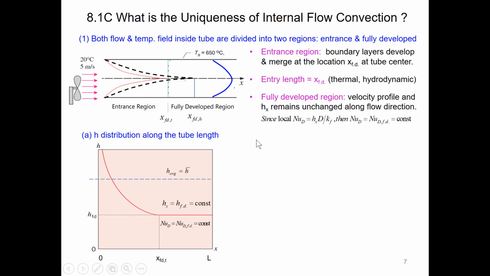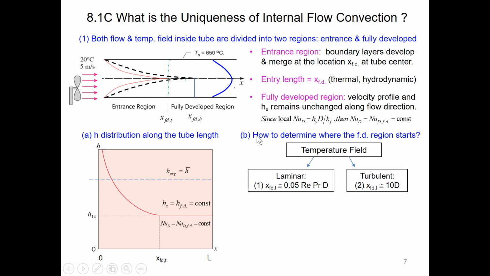At this point, it is clear that to study internal flow convection, we want to know where the fully developed region starts. How to determine it? For our temperature field, equation 1 defines the entrance length X_FD,T for laminar flow, which is 0.05 times Reynolds number times Prandtl number times diameter.